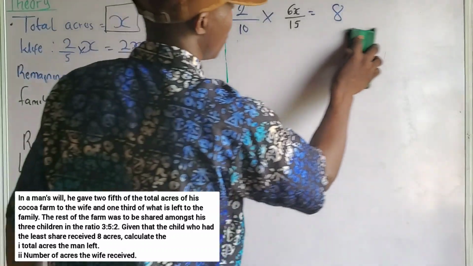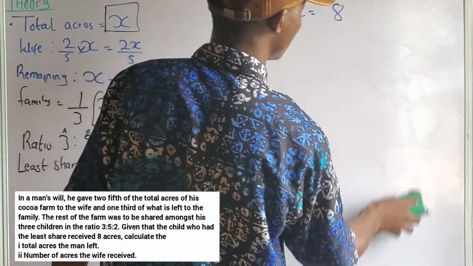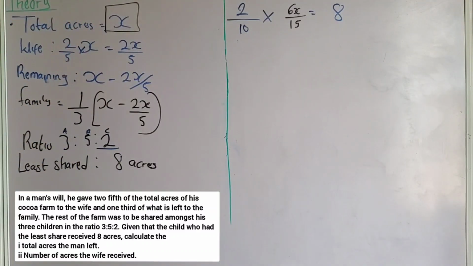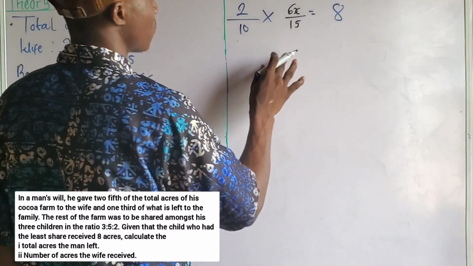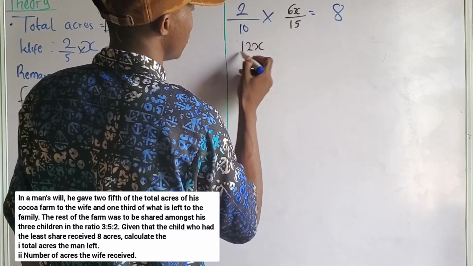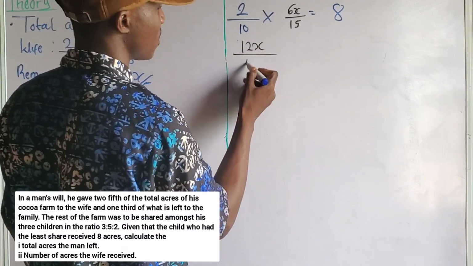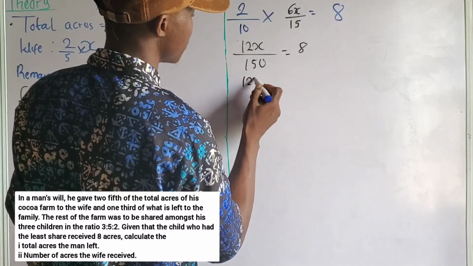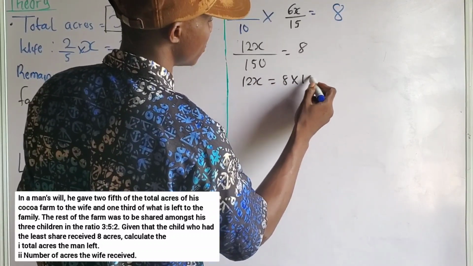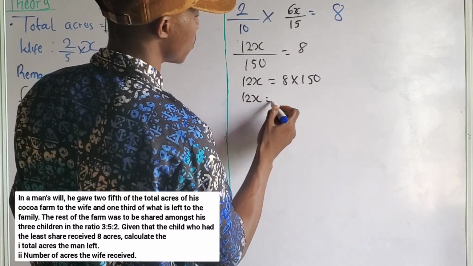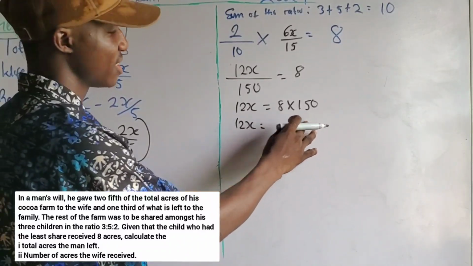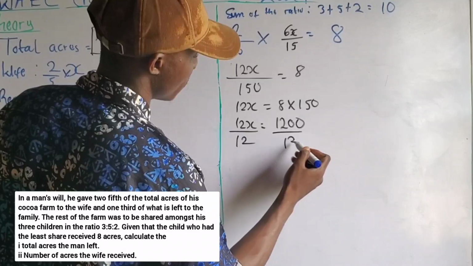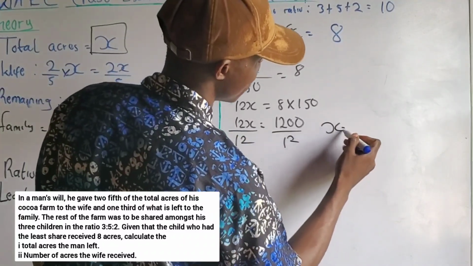Okay, so we have known that the total acres that was shared among the children is 6x all over 15. So let's solve for the value of x. I'm going to have 12x all over 10 times 15, that is 150, equals 8. So 12x is equal to 8 multiplied by 150. That is 1,200. Divided by 12, so x is equal to 100.